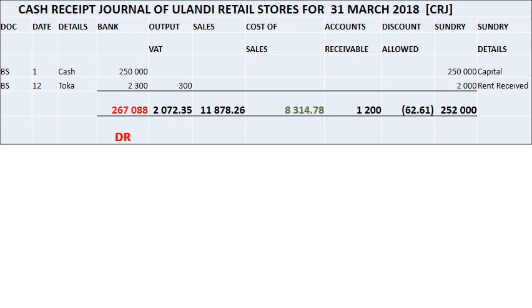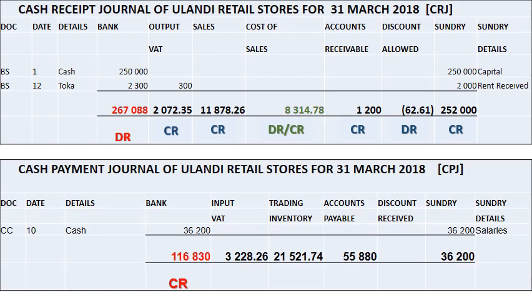Output VAT will be credited, sales credited, accounts receivable credited, discount allowed debited, and individual accounts under sundry details will each be credited. Cost of sales, it's not cash that was banked, it's a calculation that we have arrived at. Therefore, cost of sales on the accounting equation is an expense. It will therefore be debited, while trading inventory account will be credited to reduce the inventory with goods that have been sold.